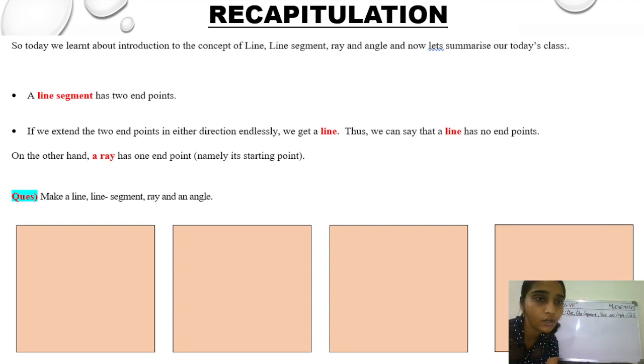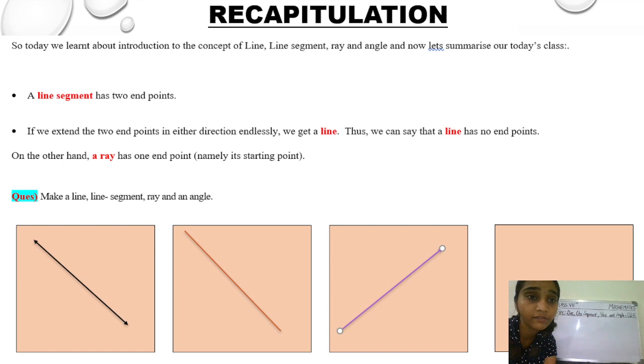Yes, if I have to draw a line, I will draw it such that its two ends extend endlessly. So I can depict a line like this. Yes, we have made a line. Okay, let us draw a line segment. Yes, like this we can draw a line segment. Let me represent it in another color. Or what is a ray? Yes, like this we can draw a ray which has one endpoint, and from the other side it extends endlessly.